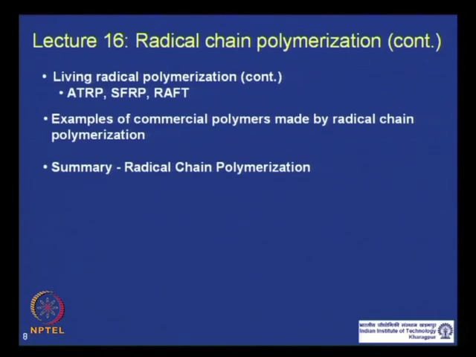Welcome back to this course on polymer chemistry. In this lecture, which is lecture 16, we will discuss living radical polymerization, and we will talk about three different types of living radical polymerization: ATRP, SFRP and RAFT. We will talk about the full forms at the appropriate time, and I plan to just give you examples of commercial polymers which are made using this radical polymerization technique. Then we will conclude this module of radical chain polymerization by giving you a brief summary of what we have learned in radical chain polymerization.